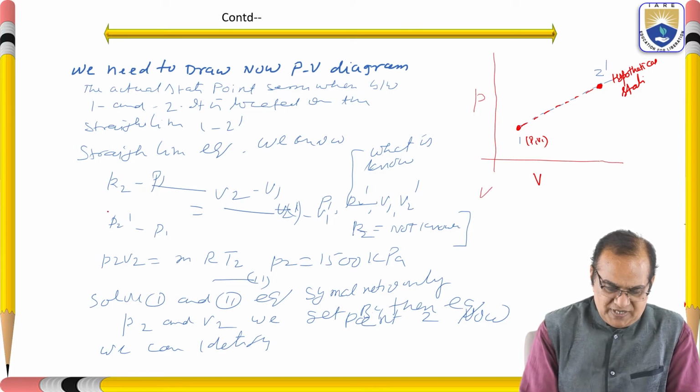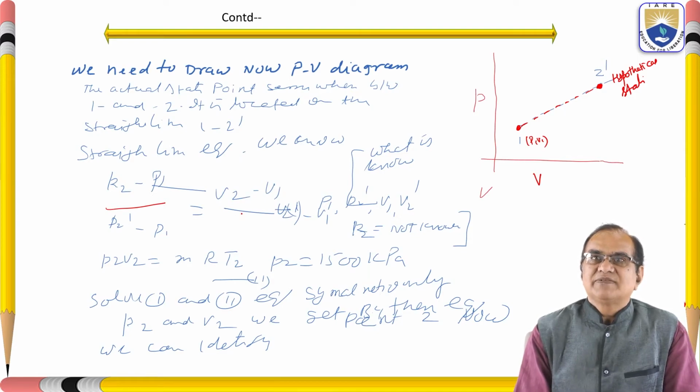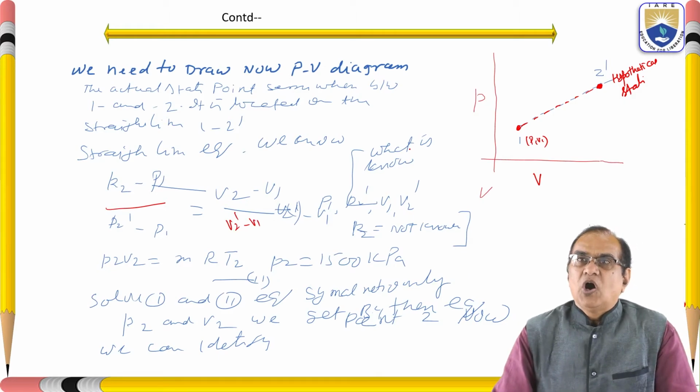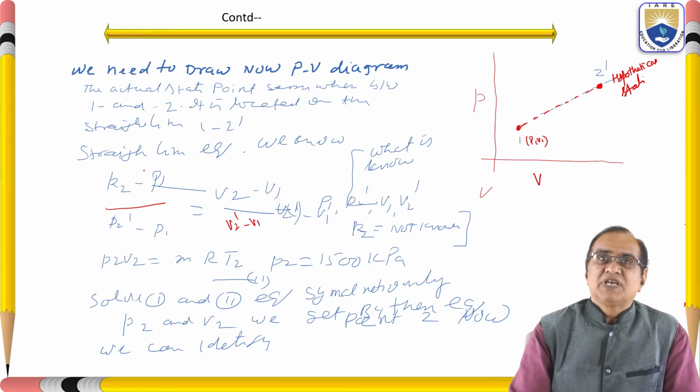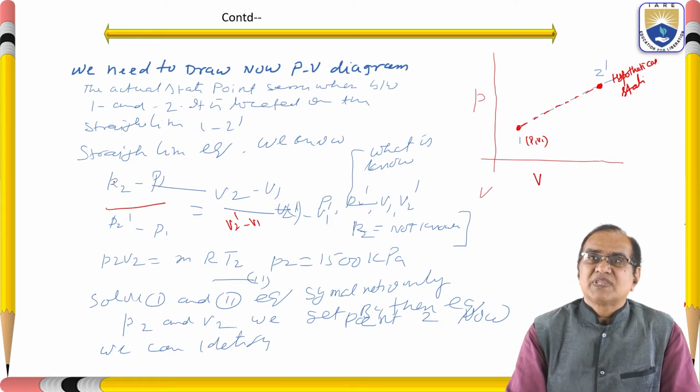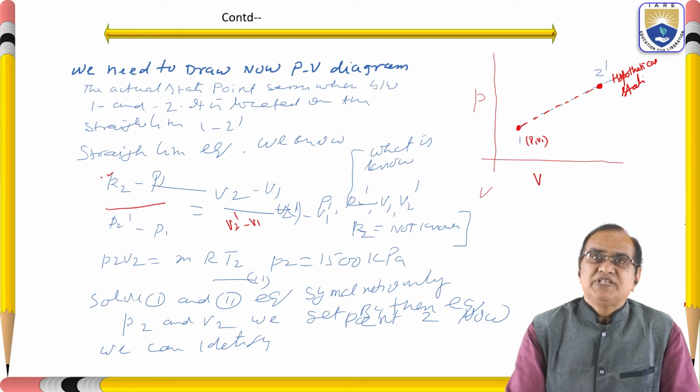P2 minus P1 divided by P2 prime minus P1 is equal to V2 minus V1 divided by V2 prime minus V1. Okay, so here we know P2 prime and V2. So here only this P2 is not known. This we have to find out, P2.